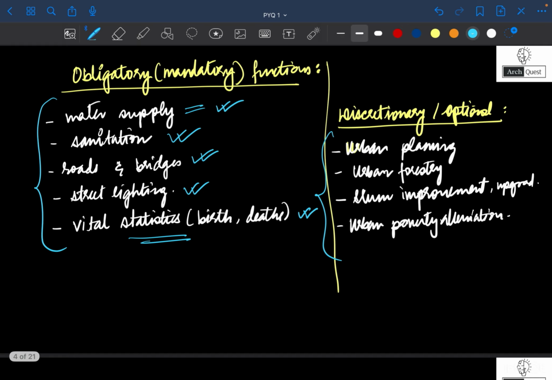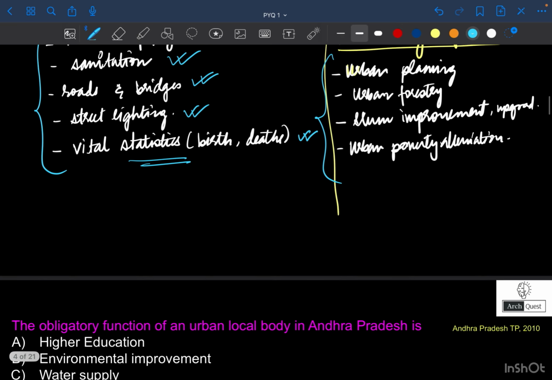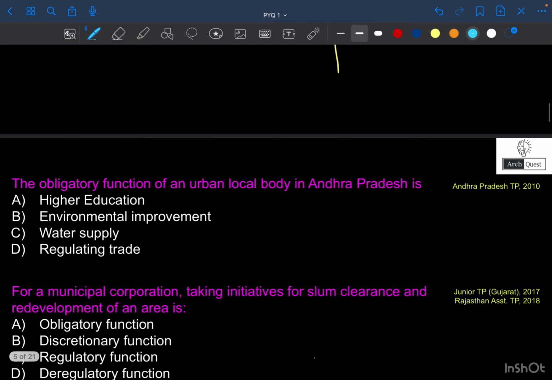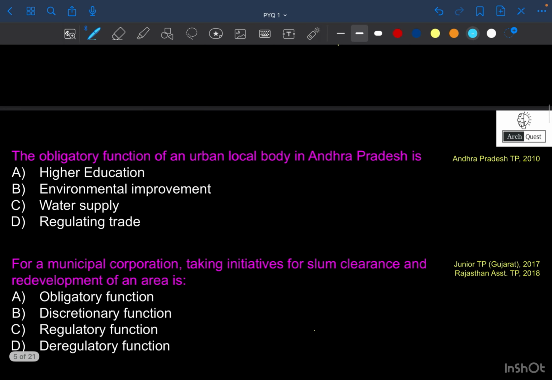So next, let's do one thing. Let's see a few questions to understand the difference between both. So the first question was asked in Andhra Pradesh town planning exam in 2010. The obligatory function, obligatory as in mandatory, right? Of an urban local body in Andhra Pradesh is what?